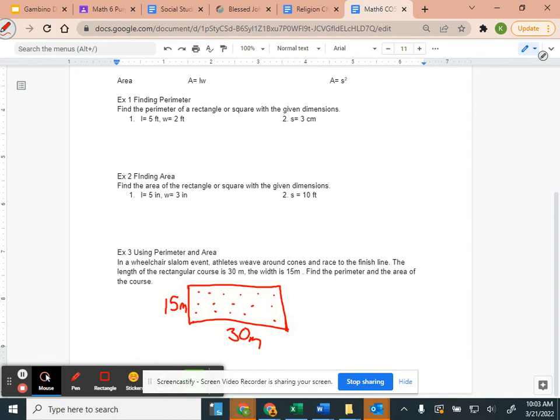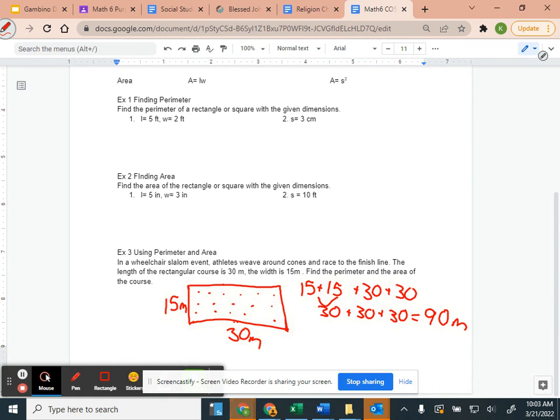How do I find the perimeter of this course? Nick. You have to add 15 plus 15 and then 30 plus 30. 15 plus 15, 30 plus 30, because we know rectangles, opposite sides are the same length. 15 plus 15 is 30, so it's 30 plus 30 plus 30, which gives us 90 meters. Because when we add our measurements, it's not squaring it, that's only when we multiply, so it's just 90 meters.